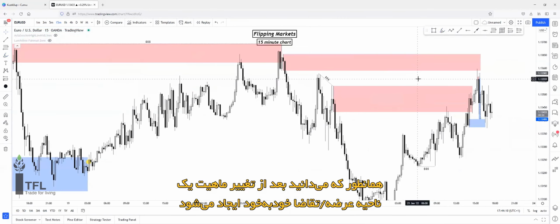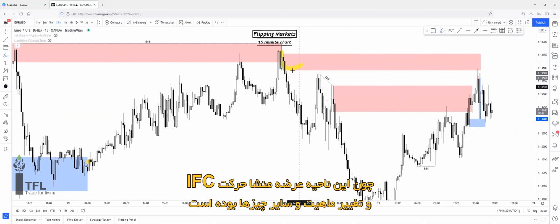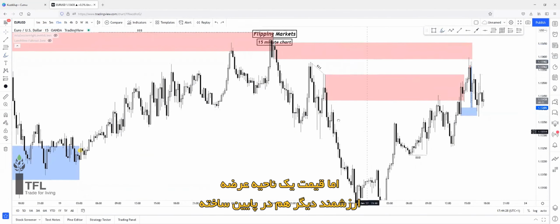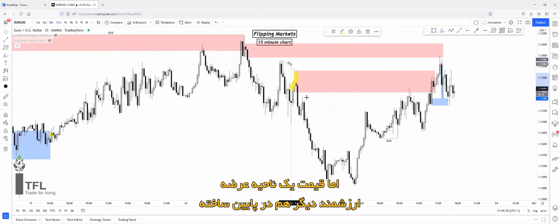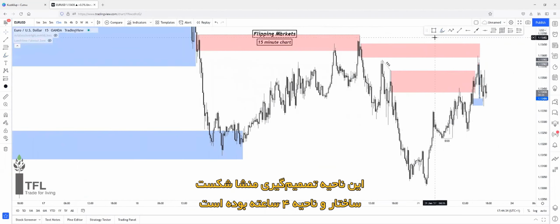After a change of character, as you may know, a supply or demand zone will be automatically formed. So supply zone has been formed here because this supply caused the whole inefficient move to the downside, change of character and everything. Okay, so we have this valuable supply zone up here, but price created another valuable supply zone down here, this decisional one. Sorry, let me just remove this drawing.